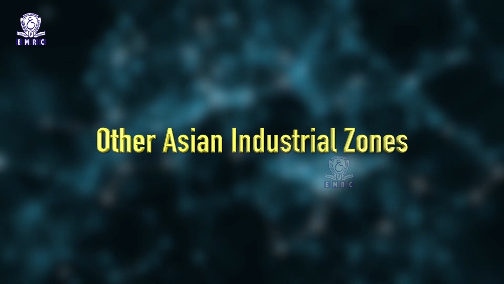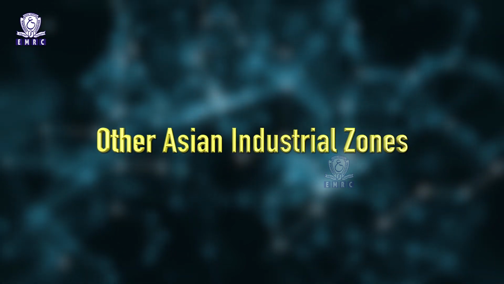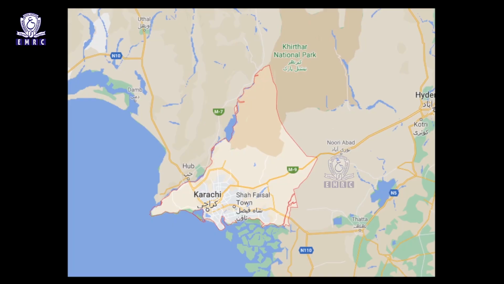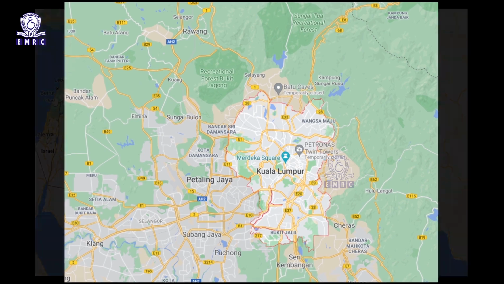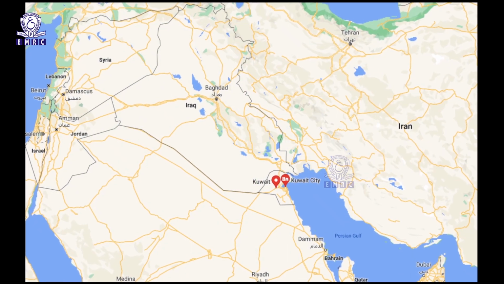Now, I will discuss the other Asian industrial zones. Besides these major industrial regions, there are some isolated and scattered industrial centers in Asia. Of the smaller centers, Karachi in Pakistan, Kuala Lumpur in Malaysia and Kuwait are also important.